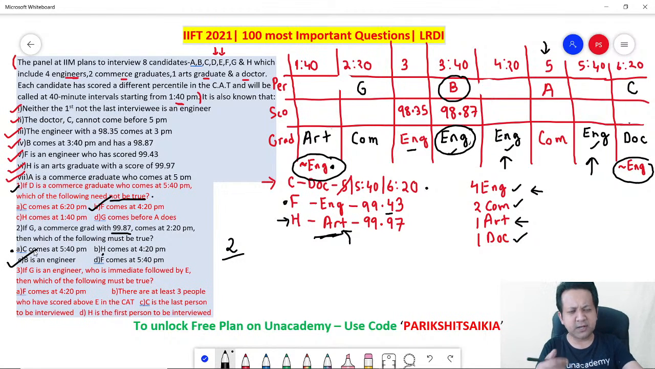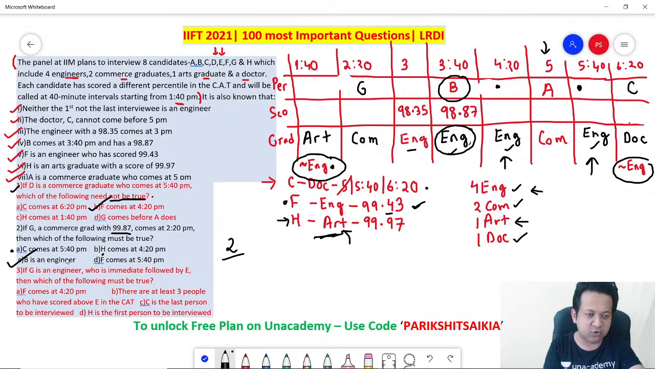Got it? Look at option D just out of interest. F comes at 5:40 p.m. Who is F? F is an engineer with a 99.43. So definitely it might be possible. F can be coming at 5:40 with a 99.43, or engineers also come at 4:20. So F can also be an engineer who comes at 4:20. So if they talk about must be true, it need not be always true. It might be true or it might not be true. So option D is not always true. Hence option C is your answer. Got it? Let's look at the next one.